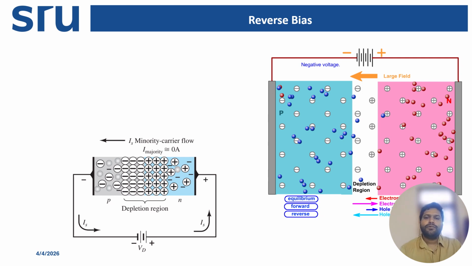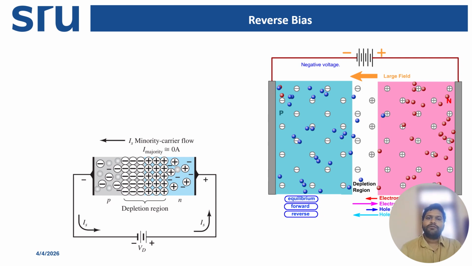What happens to the movement of charge carriers when applying reverse bias in a PN junction? Electrons in the N region are pulled towards the positive terminal, and holes in the P region are pulled towards the negative terminal. This movement pulls the majority carriers away from the junction. Therefore, no significant majority carrier current flows.